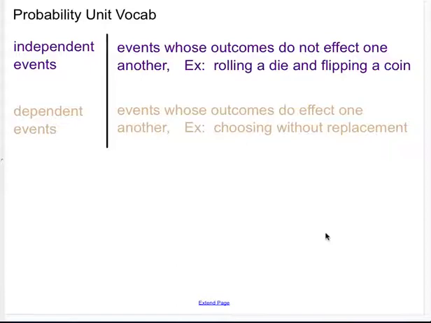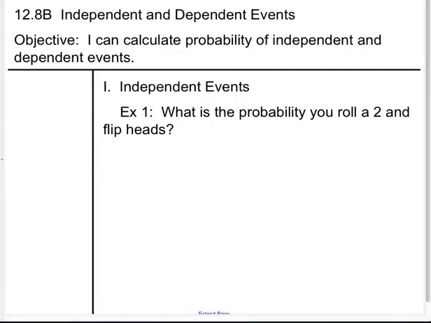For example, if you are choosing something without replacement, like when you're dealing cards from a deck, you deal one card, you don't put it back before you deal the next one. So that changes the probability of that second card. Our objective today is to be able to calculate the probability of independent and dependent events. We're going to take a look at the independent events first. So the probability that you roll a 2 and flip heads.